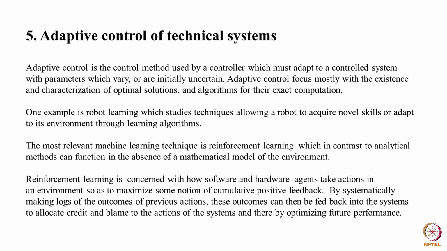So the last category of data analysis here I call adaptive control of technical systems. It's actually a different species of technology we talk about here. Adaptive control is the control method used by a controller which must adapt to a controlled system. And the parameters of the system are typically uncertain in the beginning of the process. But of course the purpose is during the process to set values on the parameters to acquire an optimal solution.